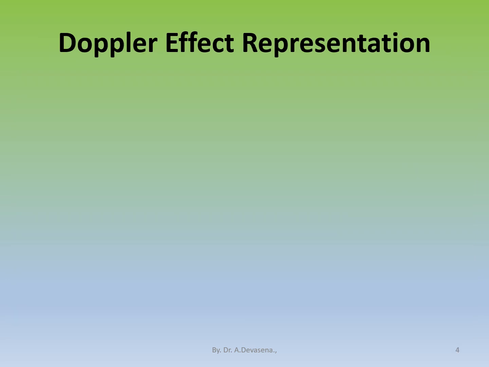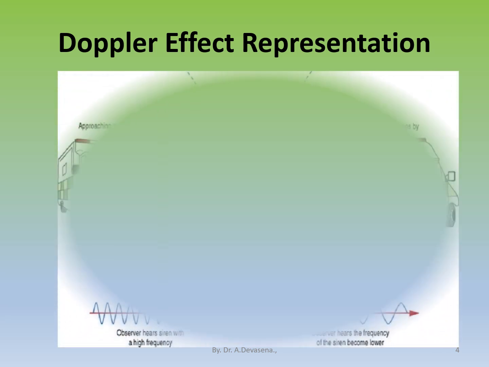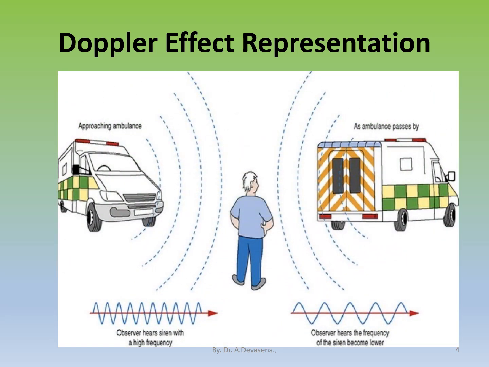Let us see another Doppler effect representation. In this diagram, on one side, the ambulance is approaching the observer. Due to this, the observer hears the siren with a high frequency. On the other side, the ambulance passes away from the observer. Due to this, the observer hears the frequency of the siren become lower.